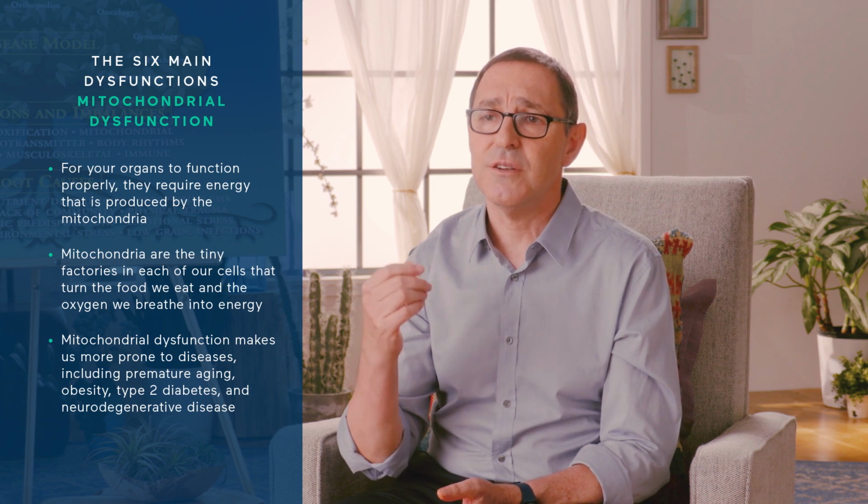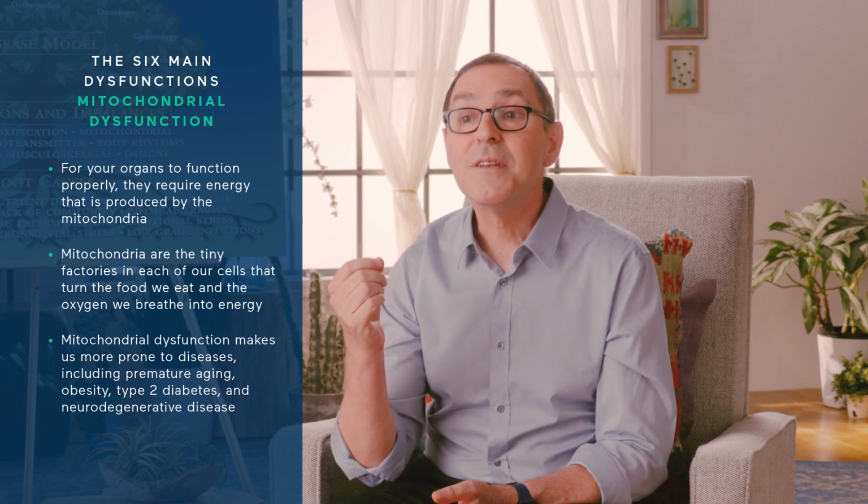With mitochondrial dysfunction, we are more prone to a number of diseases, including premature aging, obesity, type 2 diabetes, and neurodegenerative disease. But the opposite is also true. When intracellular communication is improved, the aging process slows down, and overall health and vitality improve. So optimizing mitochondrial function is extremely important for health and disease prevention.